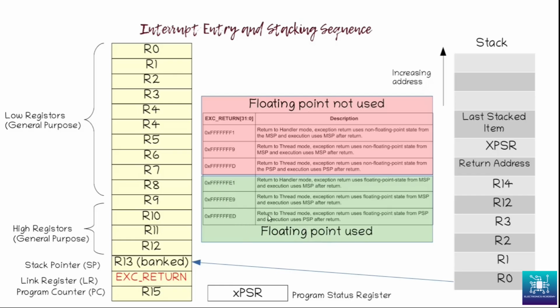That is because the unstacking and the stacking for floating point is different. That is, in the AAPCS standard for floating point, many more registers need to be saved. So about 26 registers. These numbers take care of that. Let's move on.